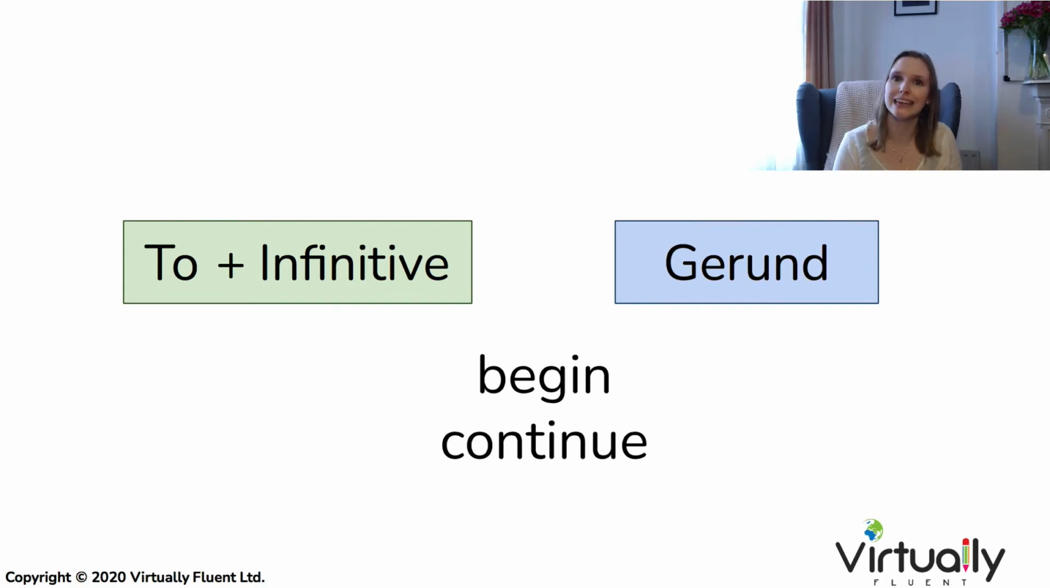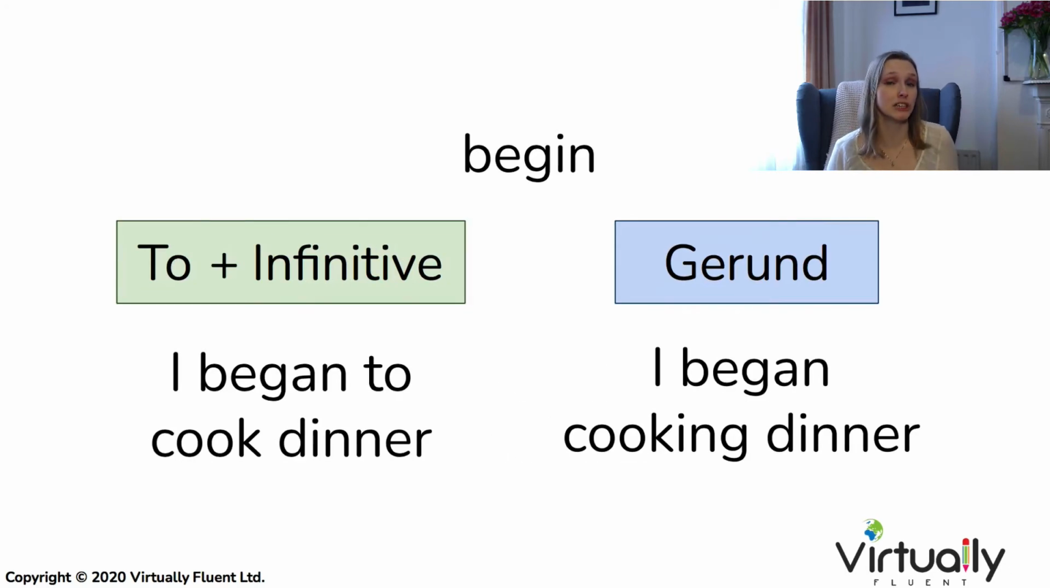But for example, begin and continue, both of these could be used in either way. For example, I began to cook dinner or I began cooking dinner, and there's no difference in meaning. However, there is a very small group of verbs that can also be used in to plus infinitive and in gerund. However, the meaning totally changes in both of these situations. We're not going to talk about that today. That's slightly more advanced and I'll do another video on that later.